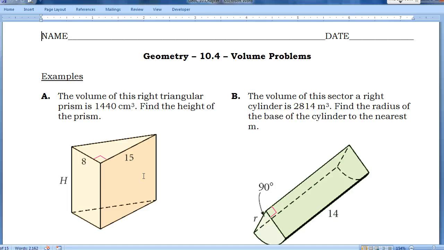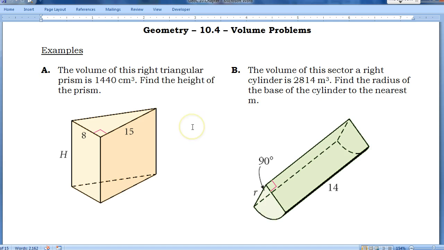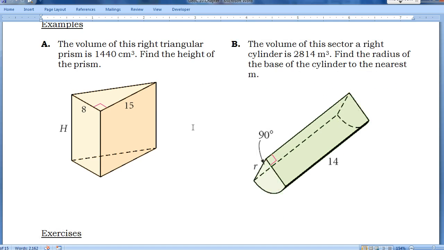This is Geometry C Lesson 10.4, Volume Problems. So in this lesson, you're going to take the volume formulas that we already established in the previous lessons and try to solve problems with them, whether that is solve for the height, or the base, or the radius, or whether it's solve a word problem. So I have two examples here where we're going to be solving for one of the variables besides volume.